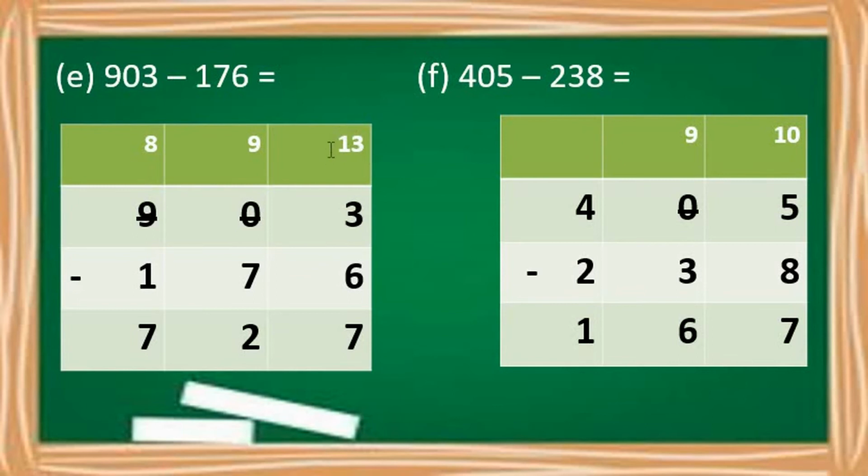So that's why I am taking the borrow. 10 plus this 3. How many students? 13. 10 plus 3 is equal to 13. 13 minus 6. Do it with your fingers, all students. 13 minus 6. So how many students? 7. How many? 7.